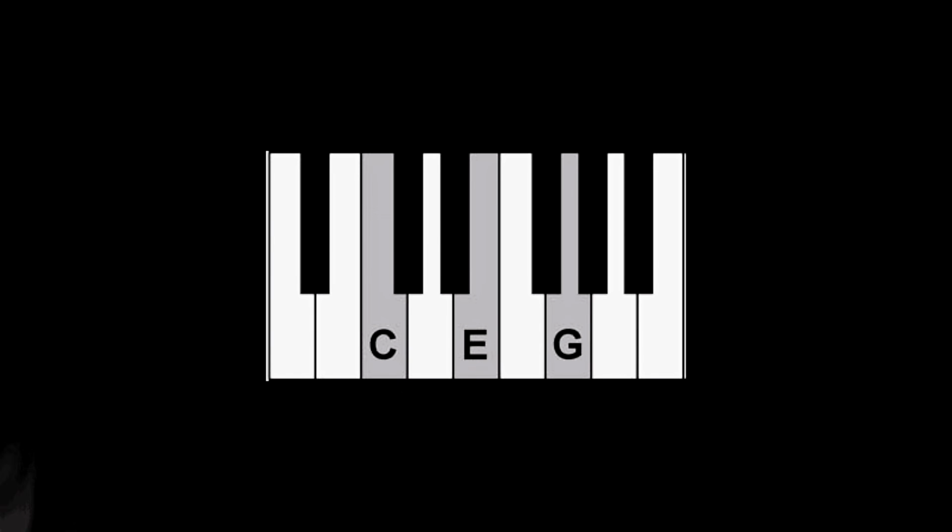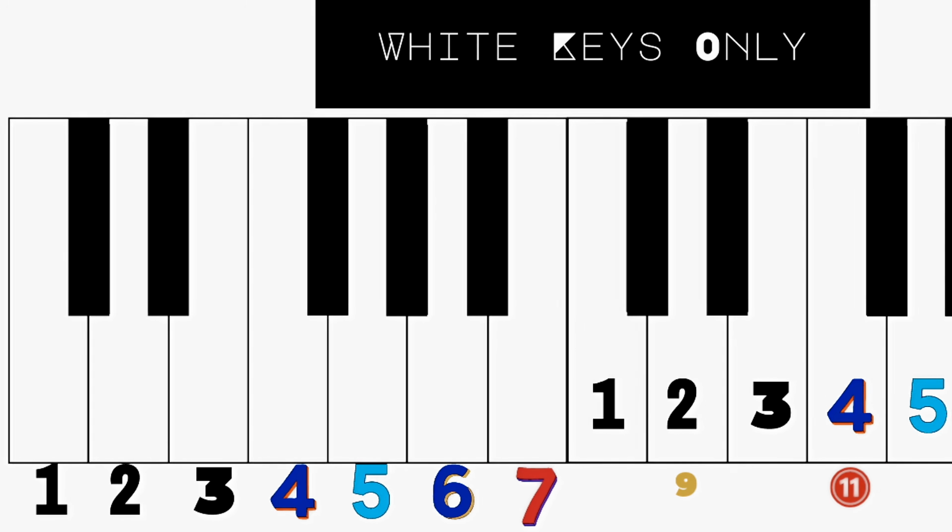Your root, your third, and your fifth. Let's say for instance, that will be your C, E, and your G. That's your basic triad. The seventh is just two notes ahead of that, so that's 1, 2, 3, 4, 5. On your C major scale, for instance, you have 1, 2, 3, 4, 5, 6, 7.